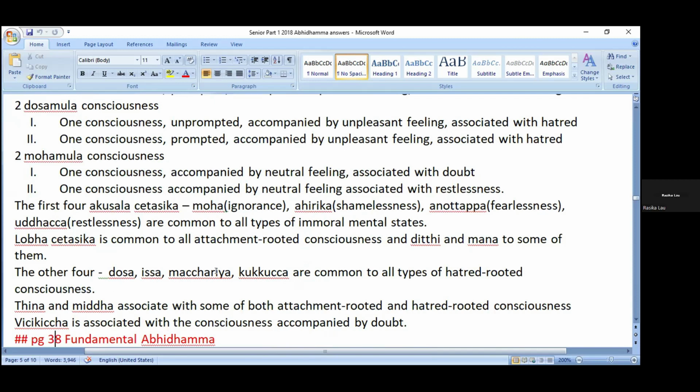They don't come together because they are different objects. Issa is jealousy toward others' success, while macchariya is stinginess over one's own personal success. So these are different objects, so they cannot arise together. If you can find the error, just point it out, then we can talk about whether to put it in or not. Any more? Thanks. Any error, just point it out. Not 100% correct from this book also.